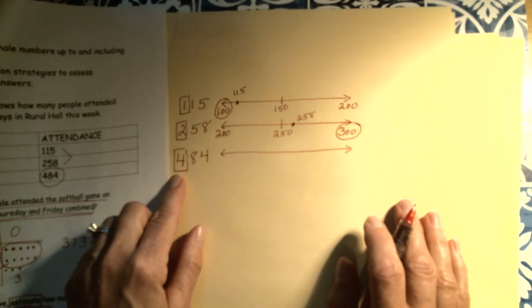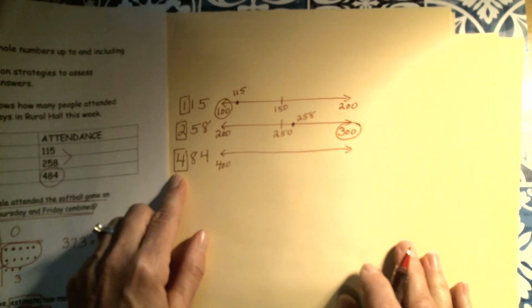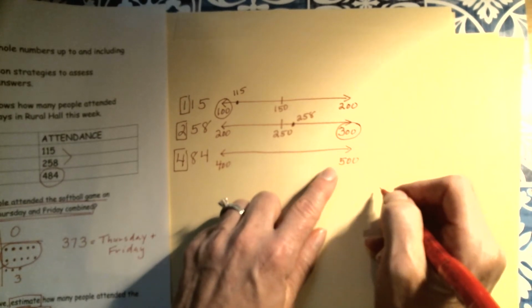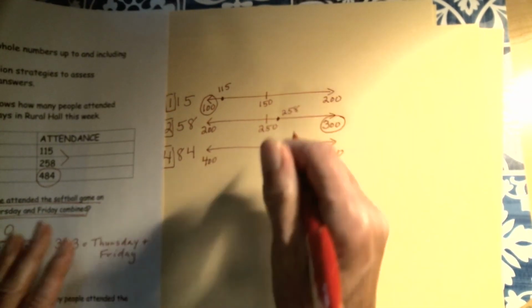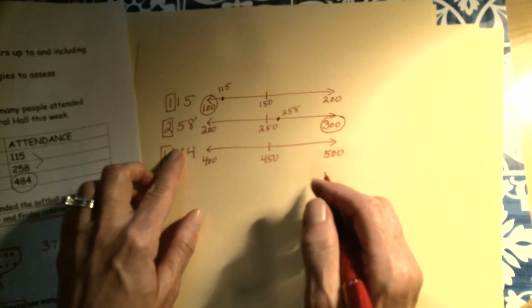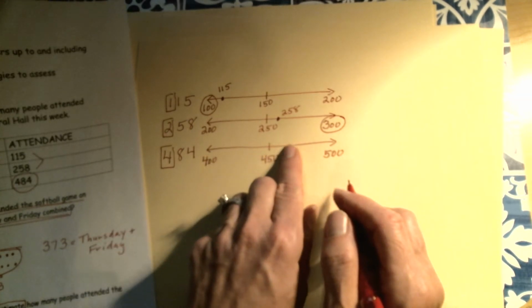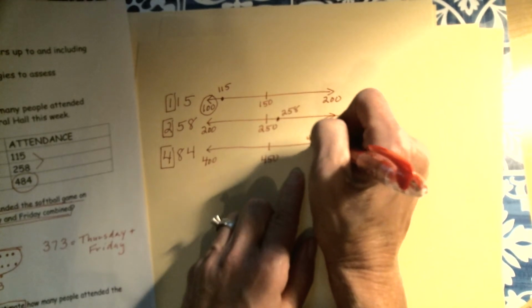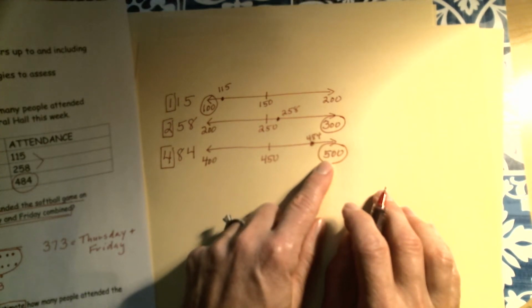Now I have 484. Again, if I rounded it down, it would be 400. If I round up, it would be 500. In the middle of those two would be 450. I see 484. Is that less than 450 or more than 450? Well, it's more, so I'm going to put it about here. That means this would round up to 500. That would be the estimate.